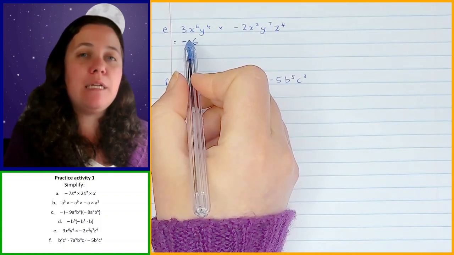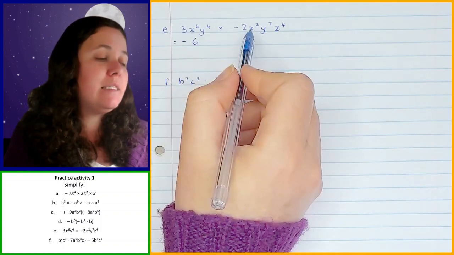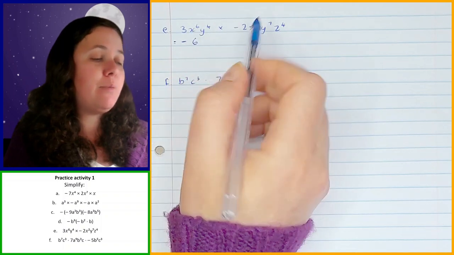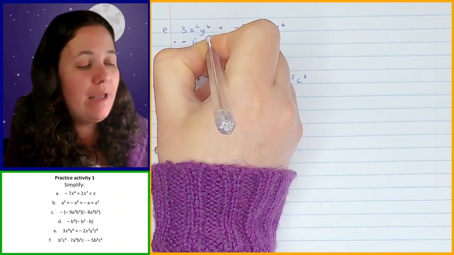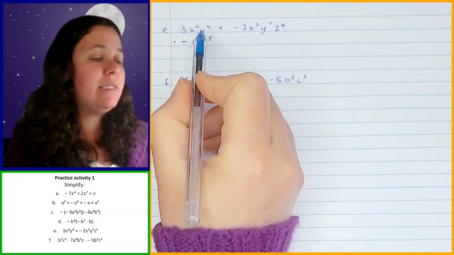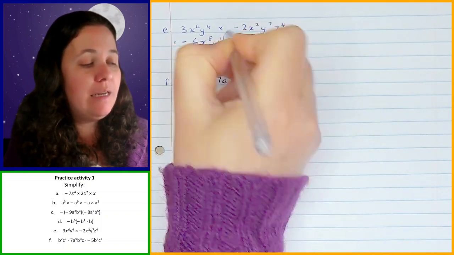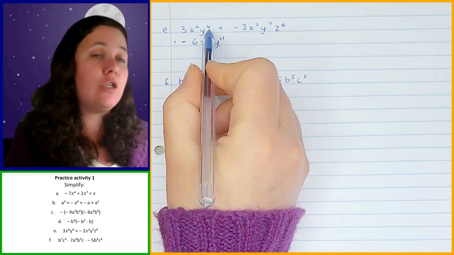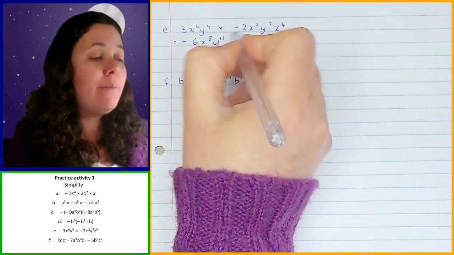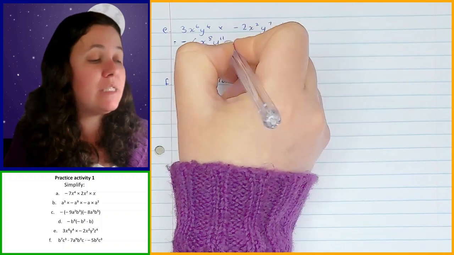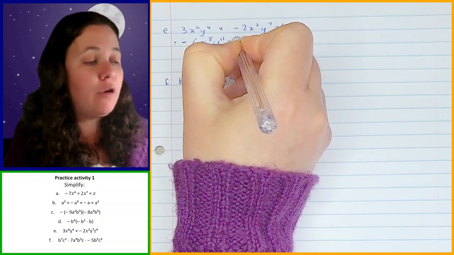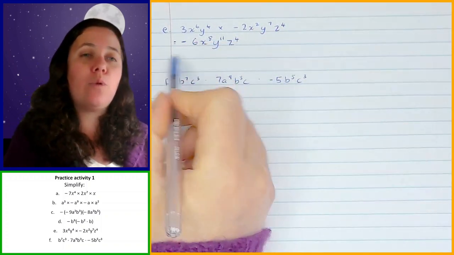Then my variables in alphabetical order, I've got x's. So x to the power of 6 times x to the power of 2 is x to the power of 8. Then I've got my y's. Y to the power of 4 times y to the power of 7 is y to the power of 11. And finally, there's no z here, but I have got a z here. Because there's nothing else to multiply it by, it just stays as it is, z to the power of 4. So that's what you should have got for question E.